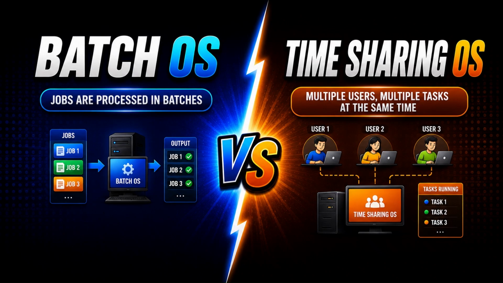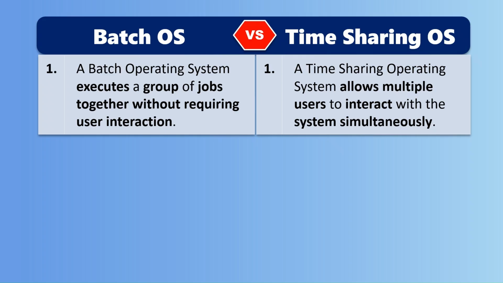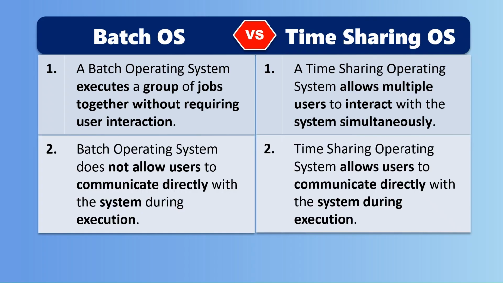Let's see what is the difference between batch OS versus time-sharing OS. A batch operating system executes a group of jobs together without requiring user interaction. A time-sharing operating system allows multiple users to interact with the system simultaneously. Batch operating system does not allow users to communicate directly with the system during execution.